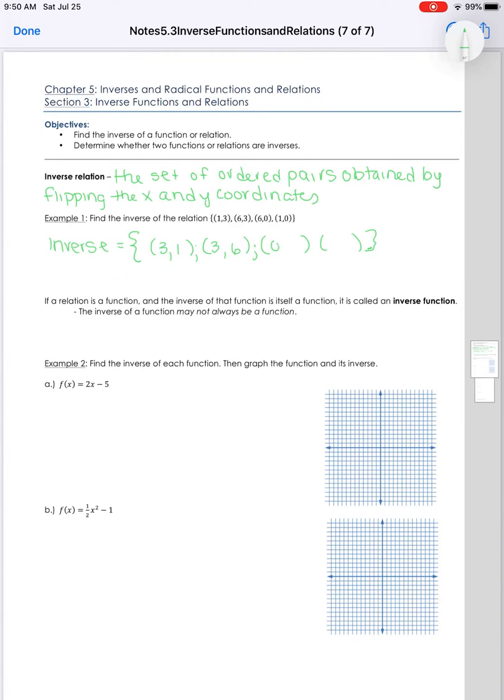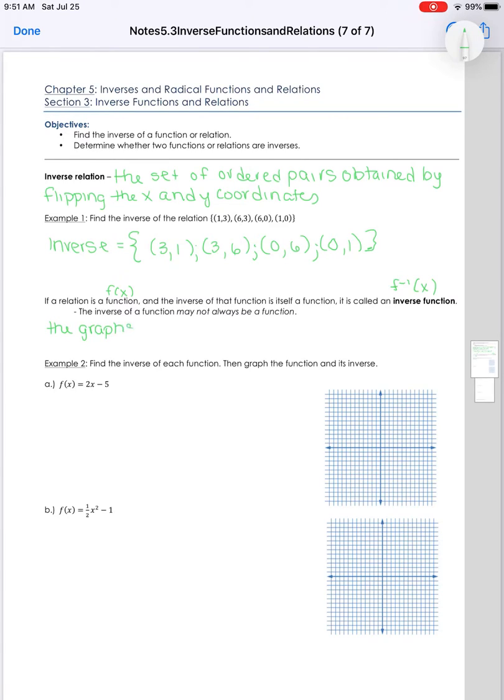Okay, so if it's saying find the inverse of the relation, a relation is a set of numbers. If our points are (1, 3), (6, 3), (6, 0), and (1, 0), then according to the definition, we've got 4 points, and we just flip them. So (1, 3) becomes (3, 1), (6, 3) becomes (3, 6), (6, 0) becomes (0, 6), and (1, 0) becomes (0, 1). And those are your points.